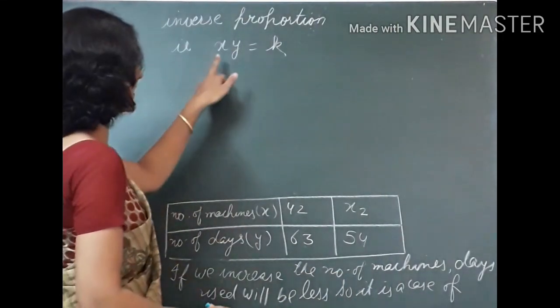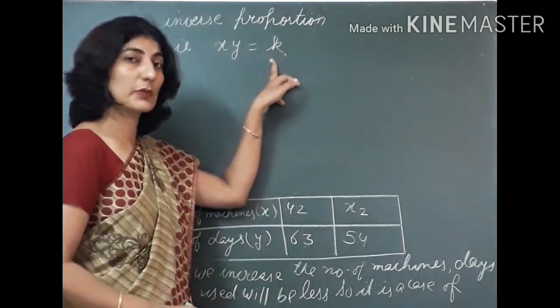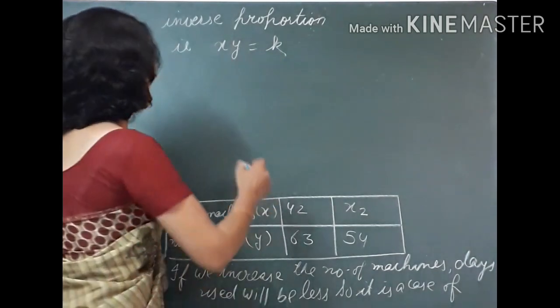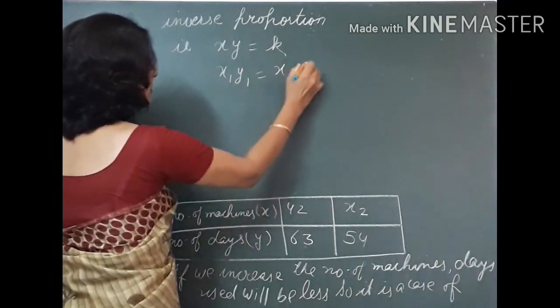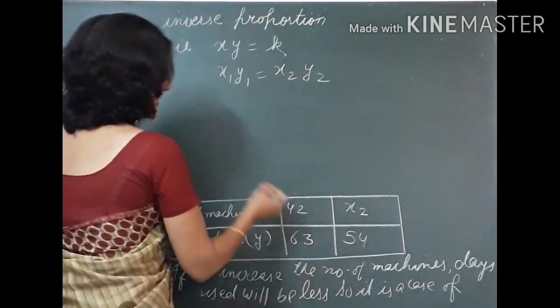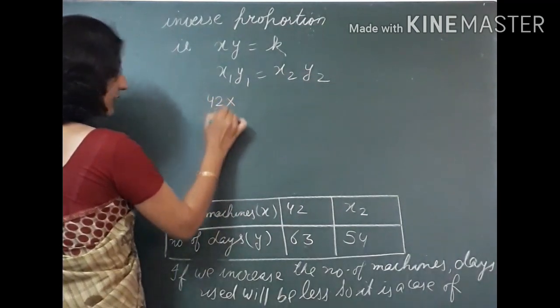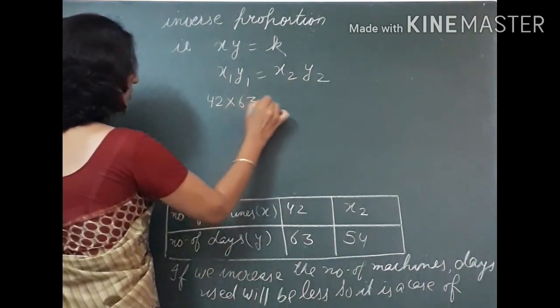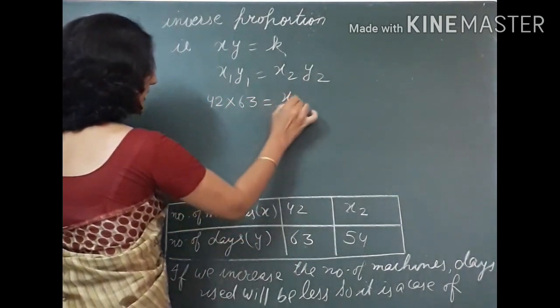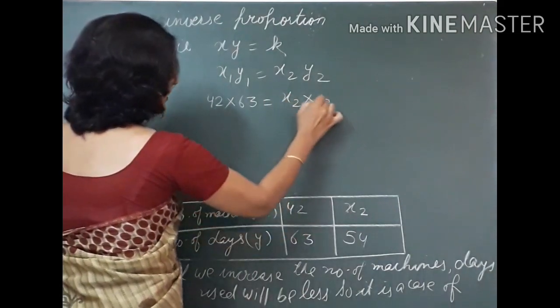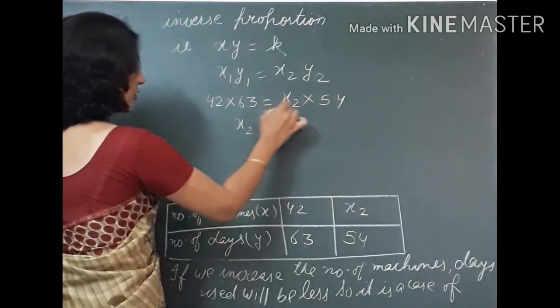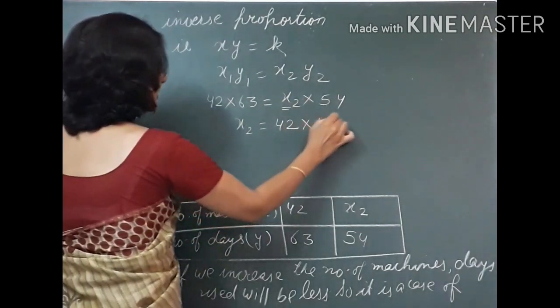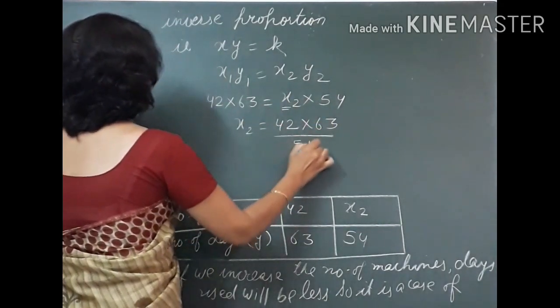That is xy equals k. The relation of inverse proportion is xy equals k, or we write x1 y1 equals x2 y2. Now put the values. x1 is 42, y1 is 63, equals x2 which we have to find, and y2 is 54. Now to find x2, what will you do? 42 into 63 divided by 54.